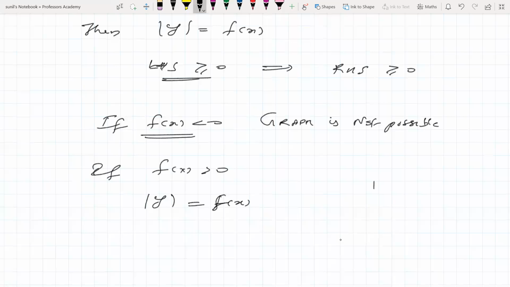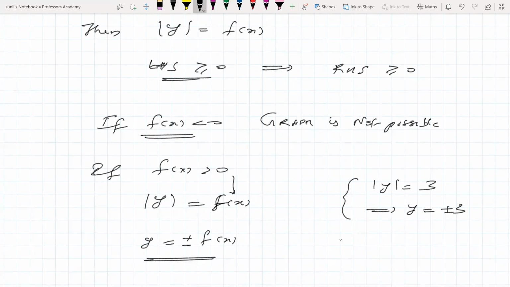So you should remember, if you have mod y equal to 3, for example, then what is the value of y? We want to take plus 3 and minus 3. The same situation. Here f(x) is positive, so we want to draw the f(x) graph and the reflection graph, the reflection about the x-axis. Minus f(x), we want to draw the reflection part also.